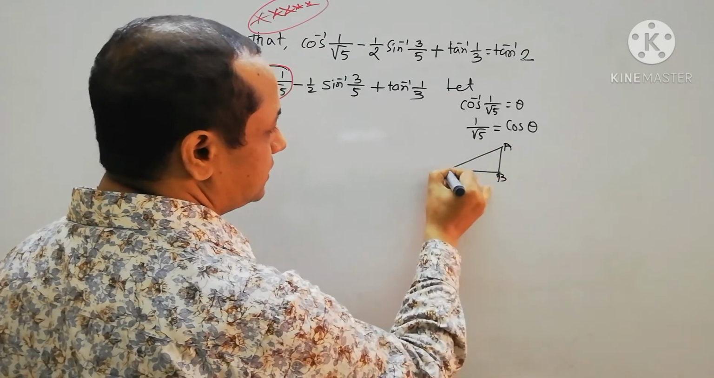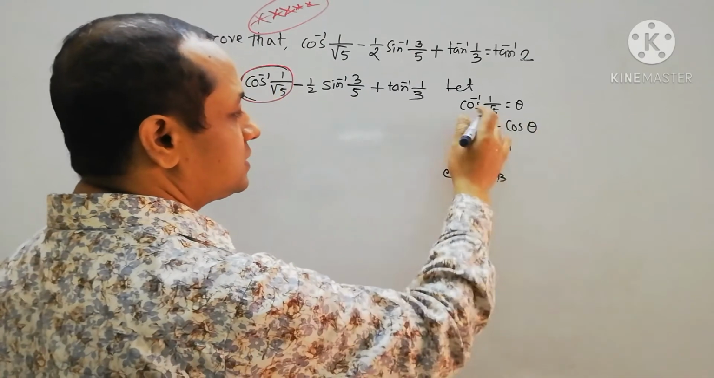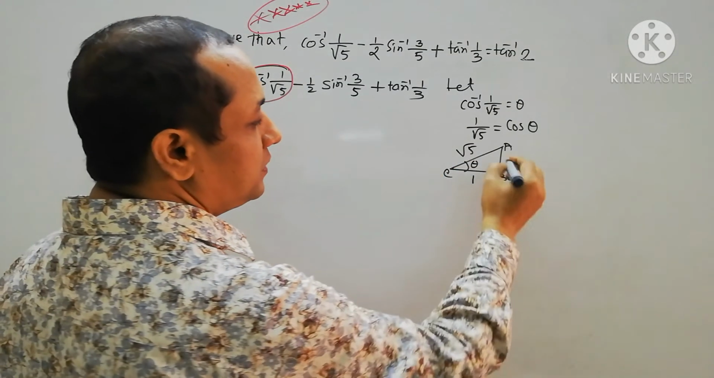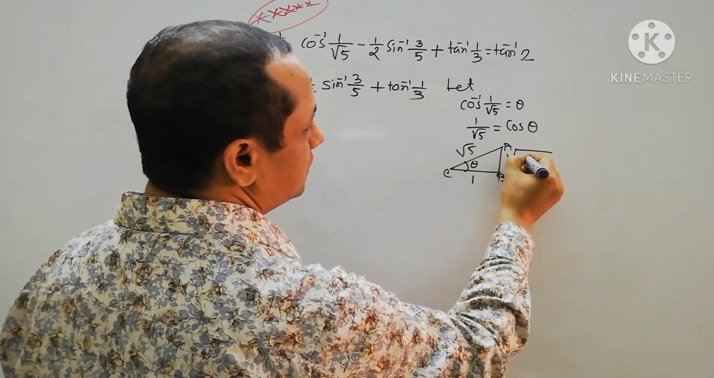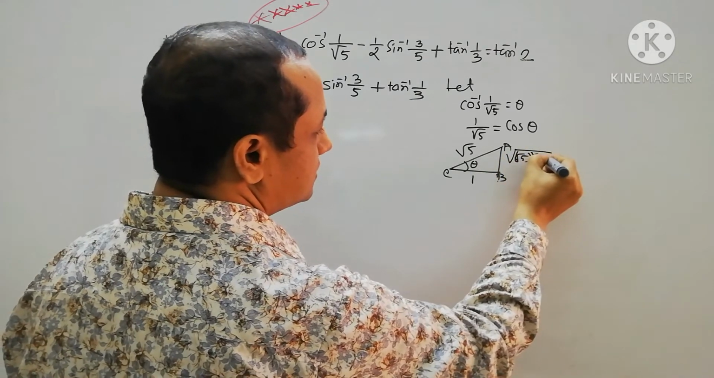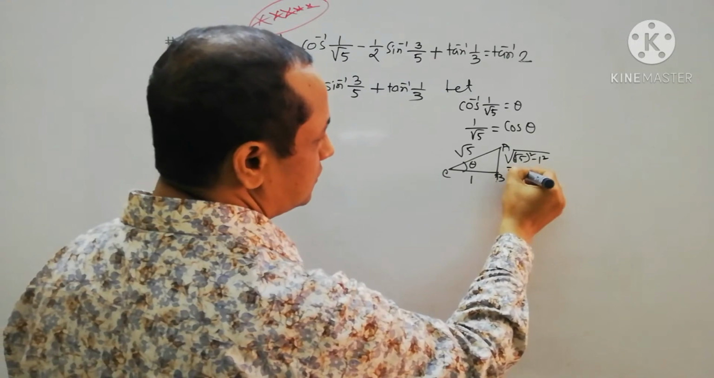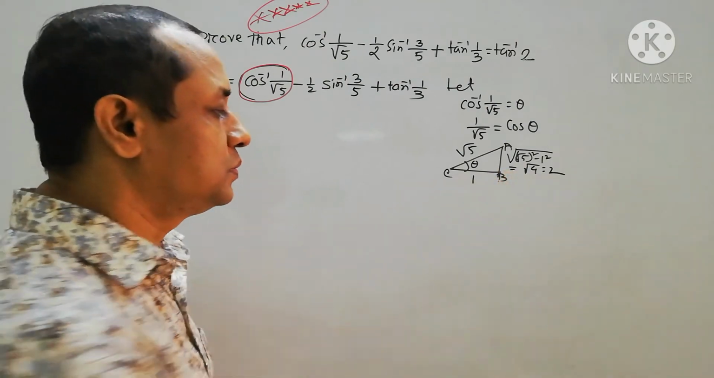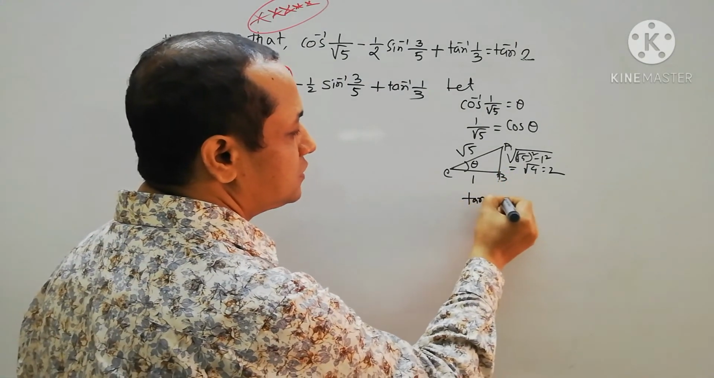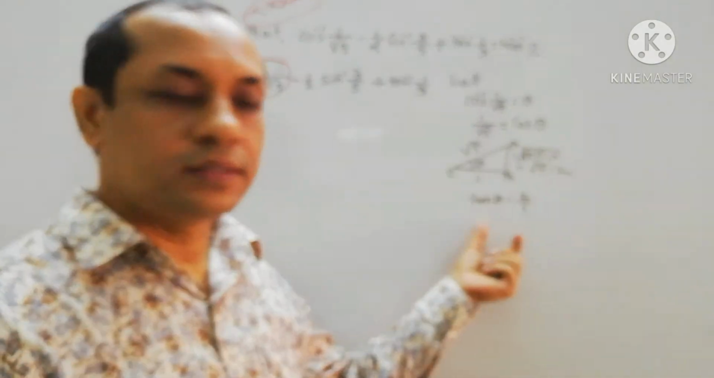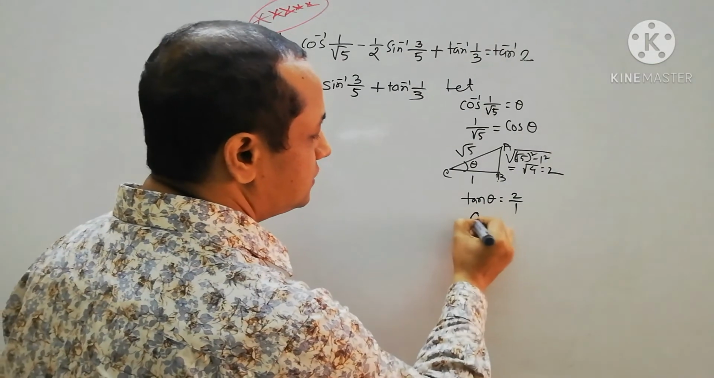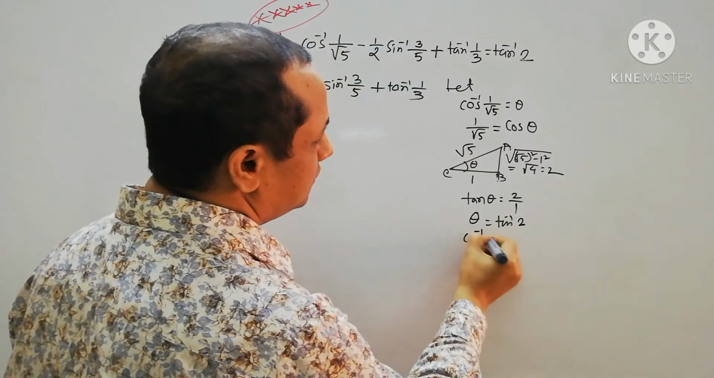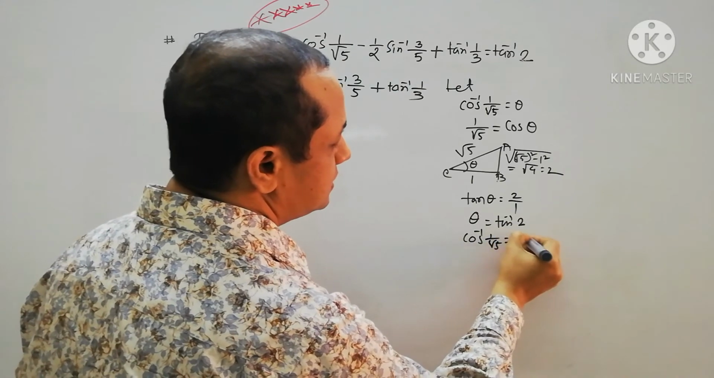And then let ABC be a right angle triangle. Here we know that cos theta equals base by hypotenuse. Now using Pythagoras theorem, hypotenuse square minus base square equals root over 4 equals 2. So AB equals 2. Now we know that tan theta equals perpendicular by base. So theta equals tan inverse 2. So cos inverse 1 by root 5 equals tan inverse 2.